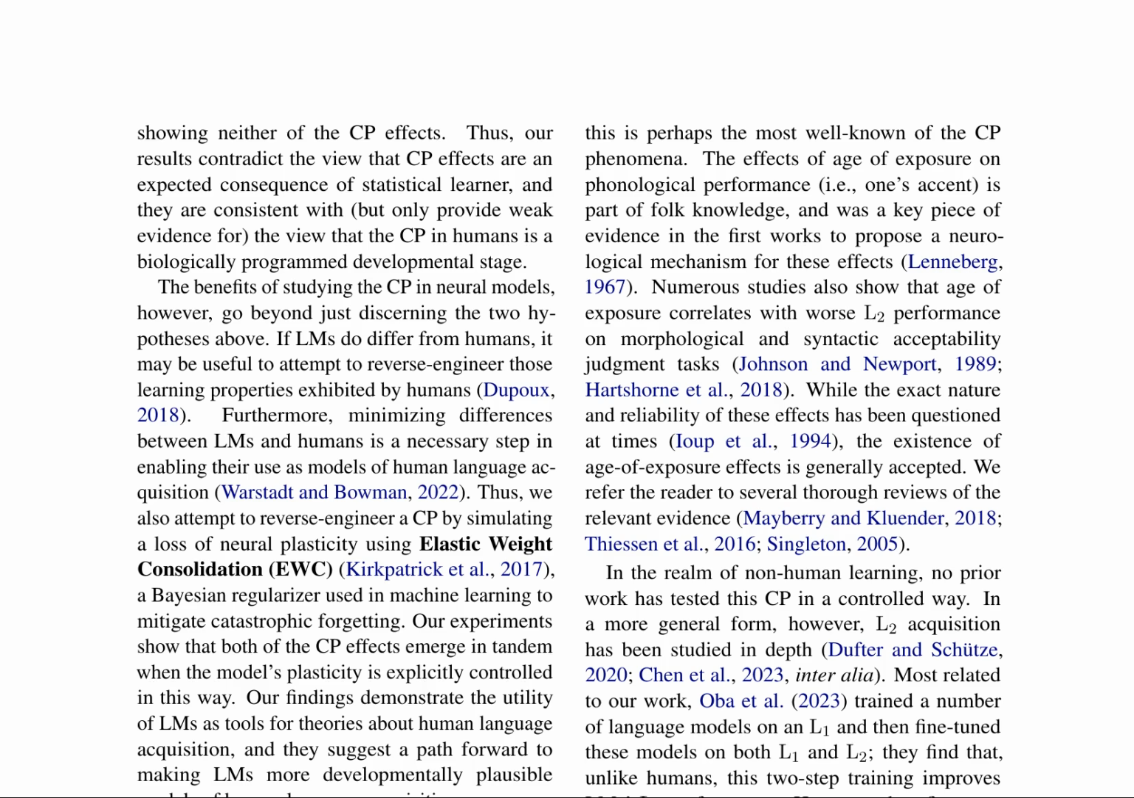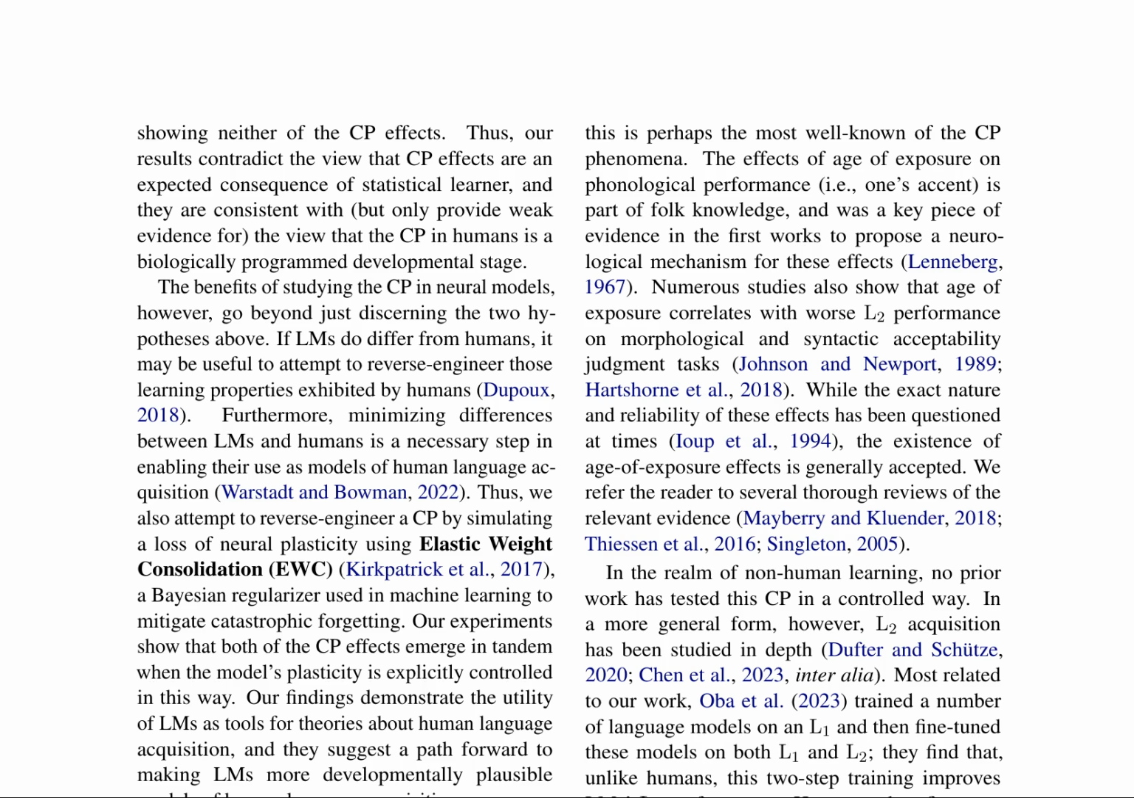The critical period, CP, hypothesis in language acquisition posits that there is an optimal time frame for language learning, beyond which proficiency declines. This study investigates whether neural networks, specifically language models, LMs, exhibit similar CP effects as humans. By simulating a loss of neural plasticity using elastic weight consolidation, EWC, a Bayesian regularizer that mitigates catastrophic forgetting, the authors demonstrate that CP effects emerge when the model's plasticity is explicitly controlled.